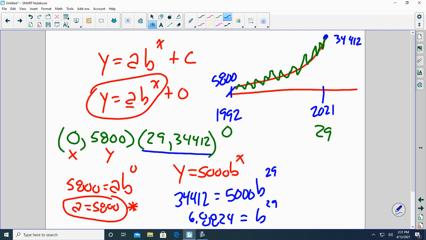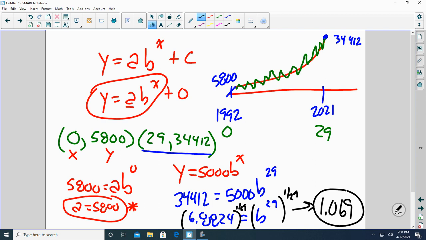Anyone remember back from Algebra 2? How do I do b to the 29th power? What root do I have to take both sides to? 29th. So I'm going to raise each side to the 1 over 29 power. So I'm going to take my 6.834, raise it to the 1 over 29, close that. So that's going to give me 1.069. So basically, since 1992 to present, the New York Stock Exchange has made roughly 7% on the money.